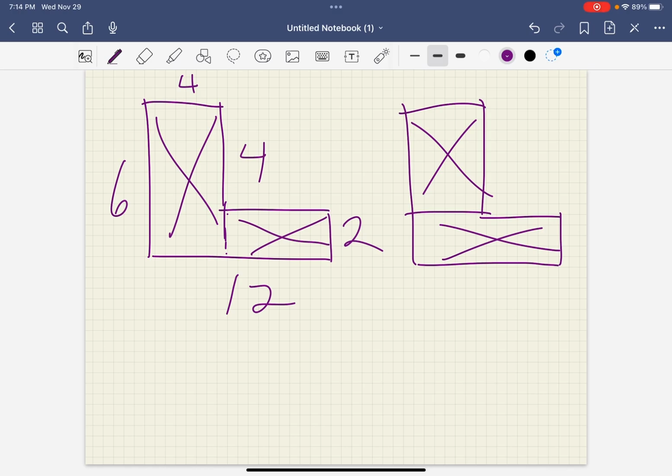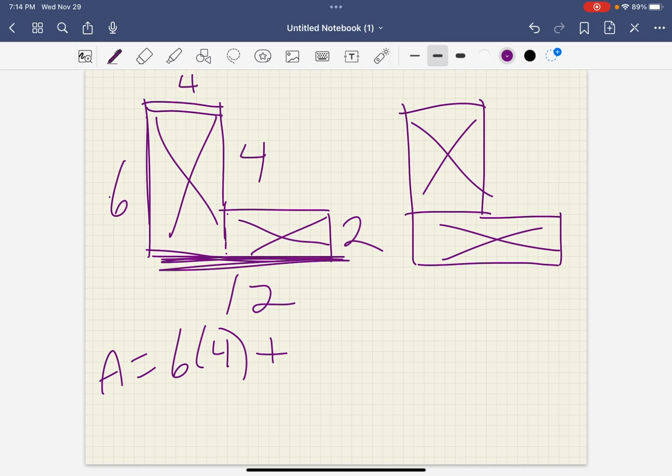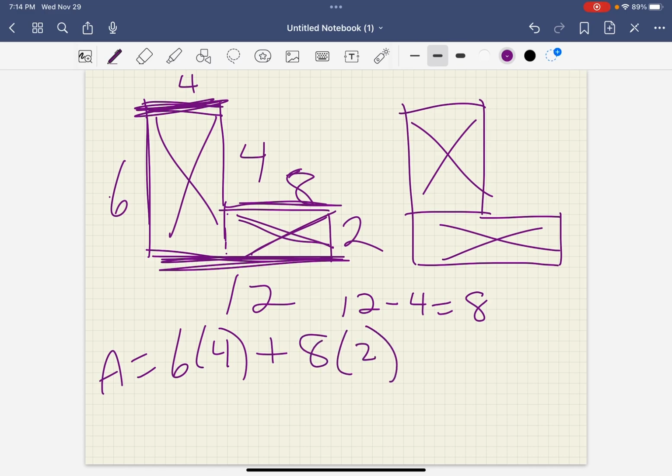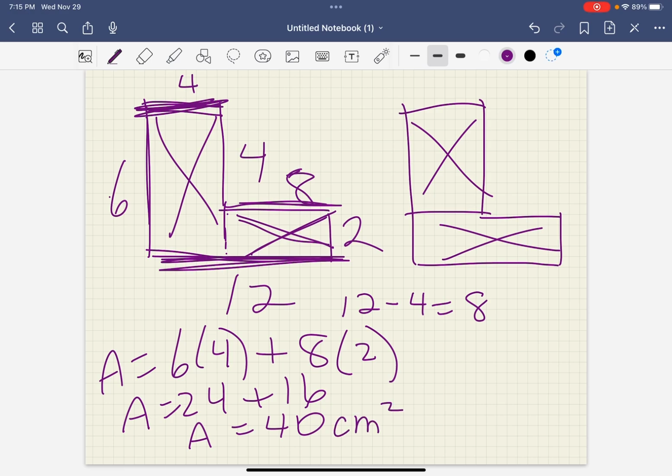So over here, it would be 6 times 4 plus, if this whole thing is 12 and this little piece of it is 4, then how much is left for this one? So we have to take 12 minus 4. So this little piece right here is 8. So then this rectangle is 8 times 2. So this would be 24 plus 16, or 40. And the units on this one are centimeters, so this will be centimeters squared.